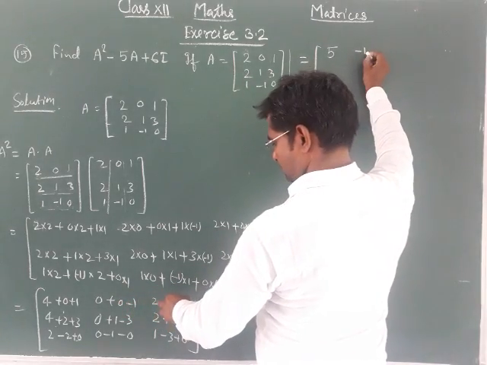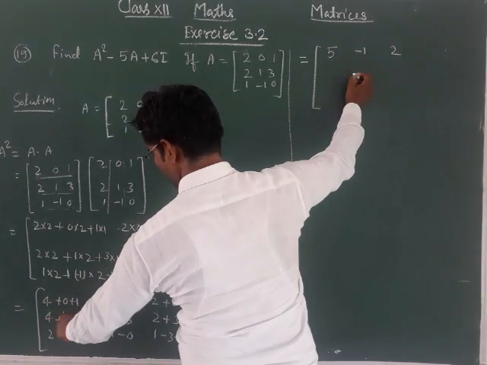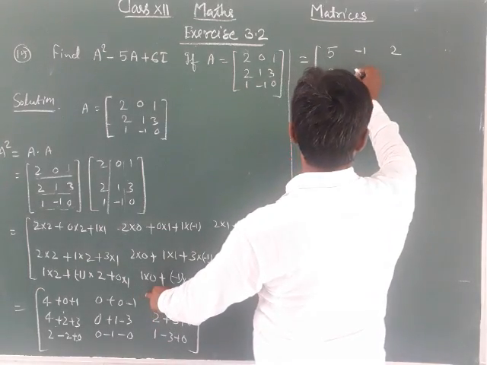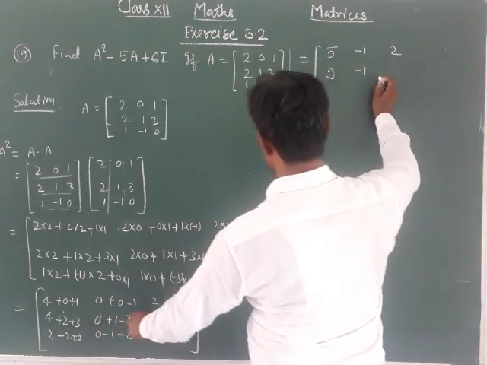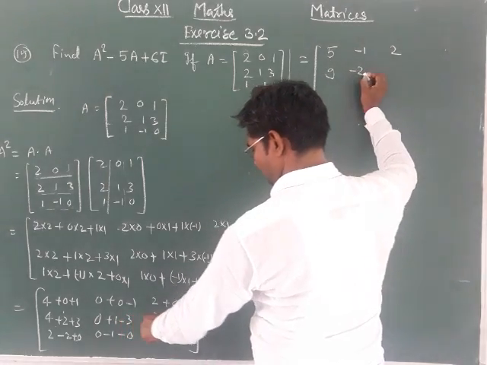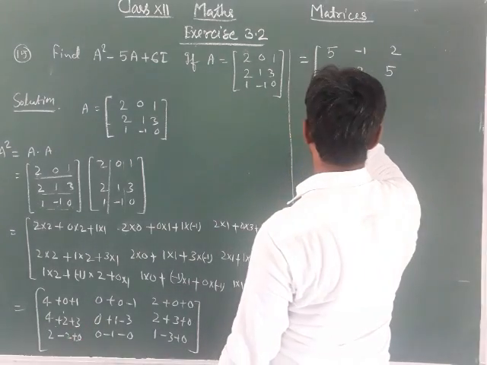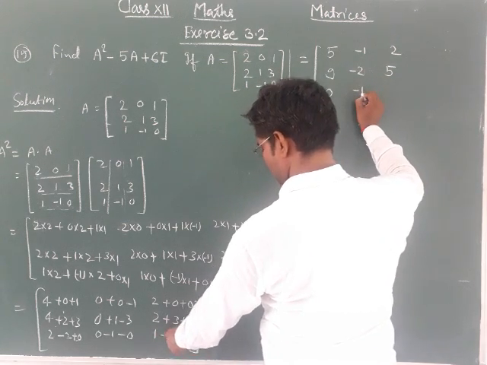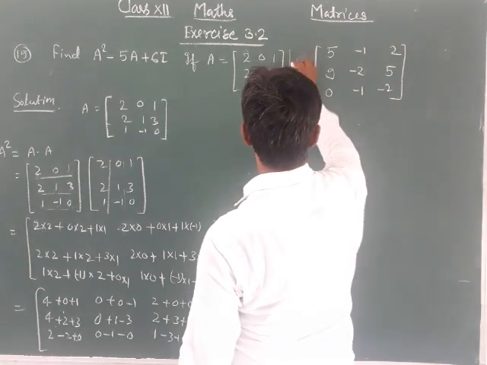Minus 1 and 2. So 4 plus 2 is 6, plus 3 is 9, and minus 1, minus 3, minus 2; 1 minus 3 is minus 2, and 2 is 5; and minus 2 minus 2, this is 0, minus 1, and 1 minus 3 is minus 2. This is A squared.